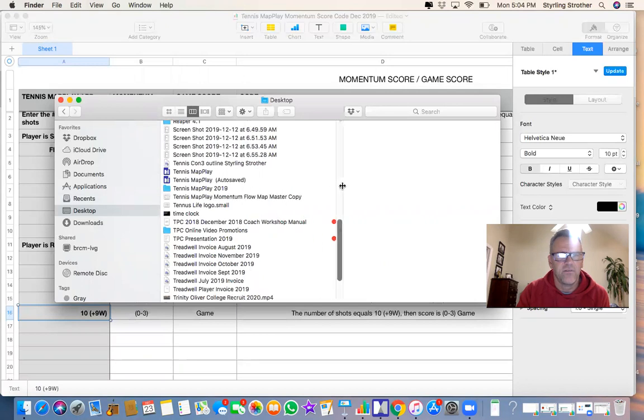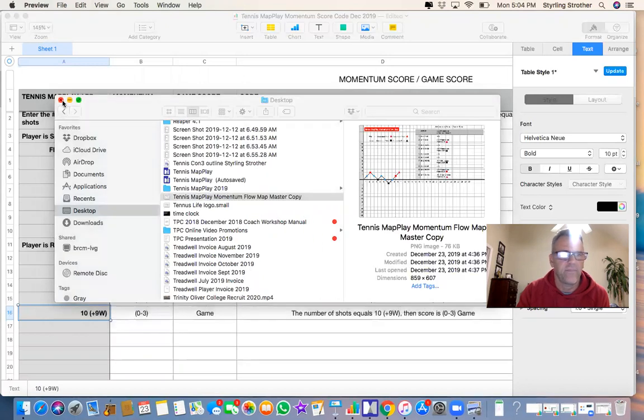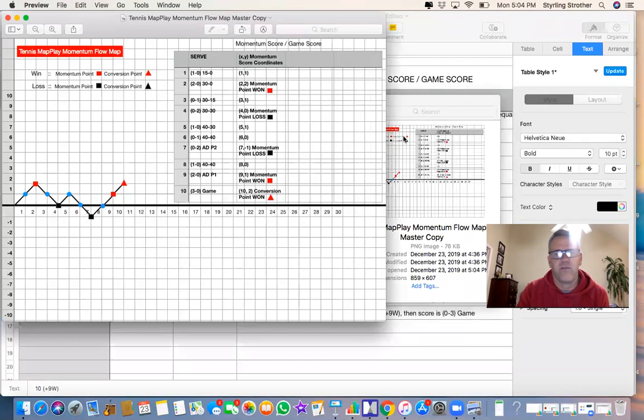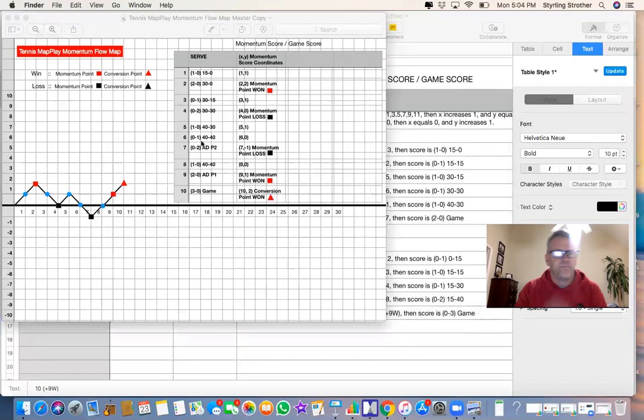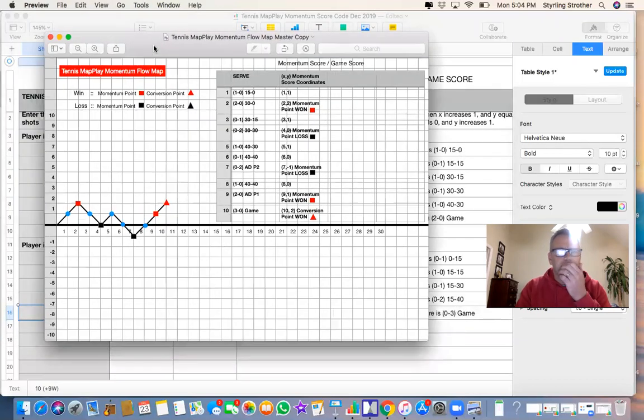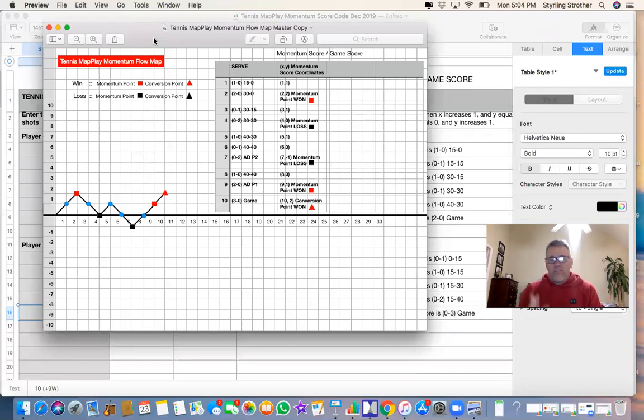Let's go here. All right, okay, here we go. So the other thing I would like for the app to do is show the momentum flow map.